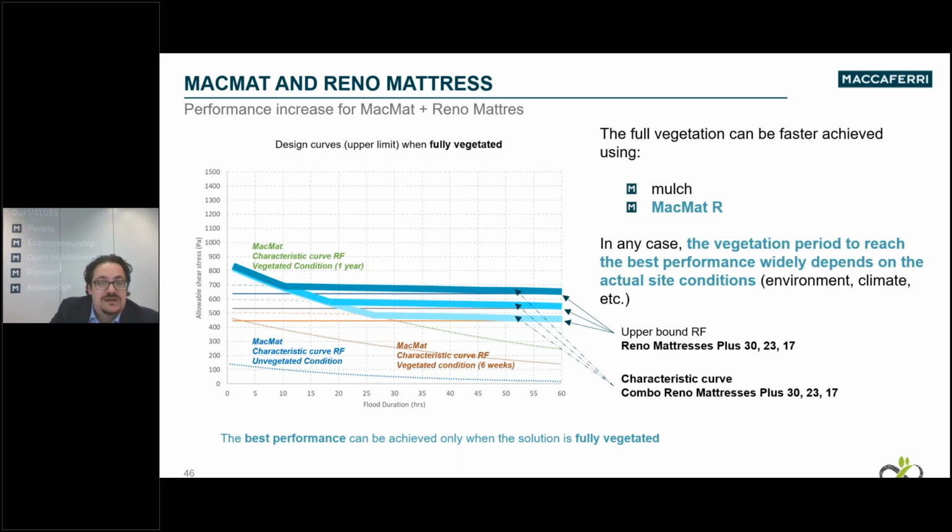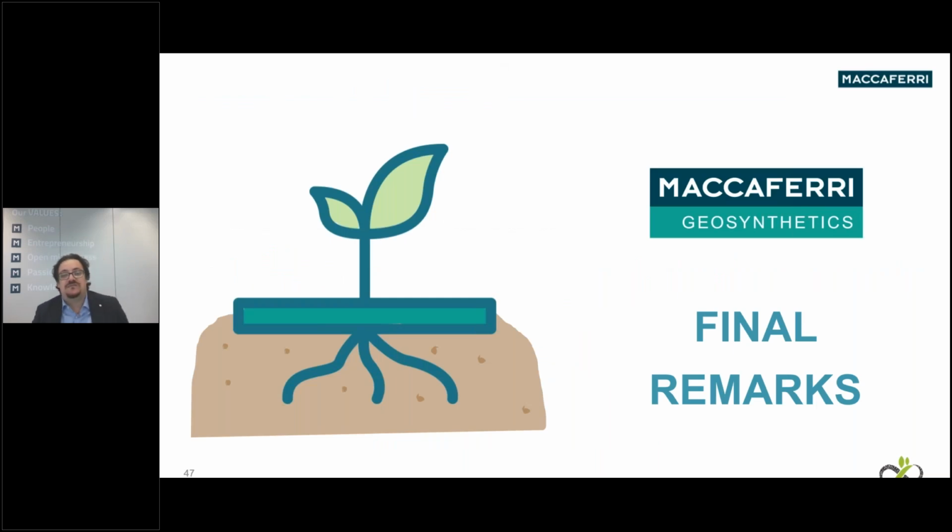And the combo Renomatrix plus MACCAFERI gives you a solution with the best performance for flood duration up to 60 hours, with an allowable shear stress that starts from 800 and could be guaranteed over the time up to 400 Pascal. And this is very, very interesting if you want to find the best balanced performance for the erosion control of rivers and so on. So now some final remarks.